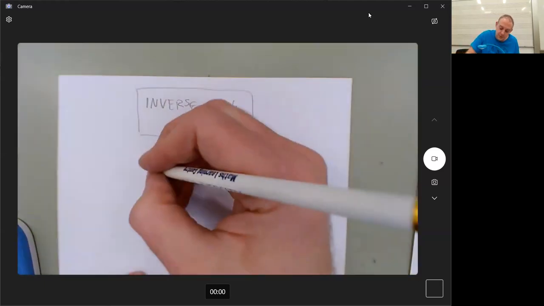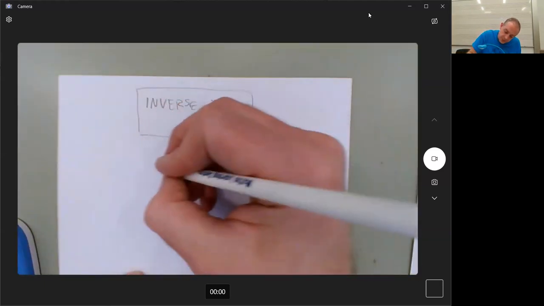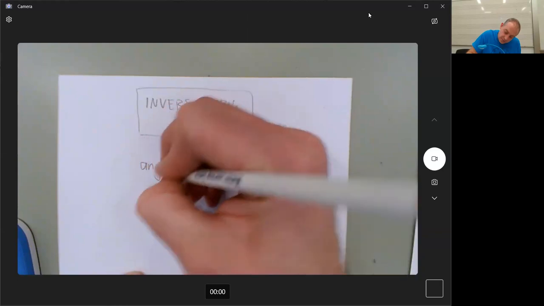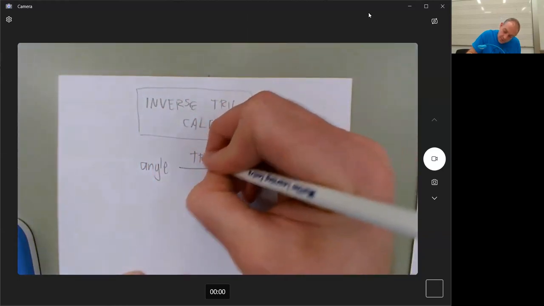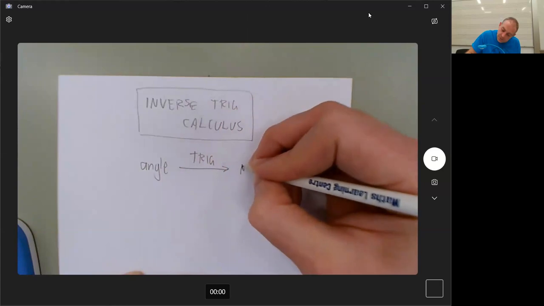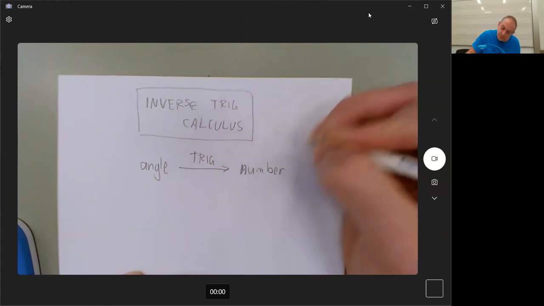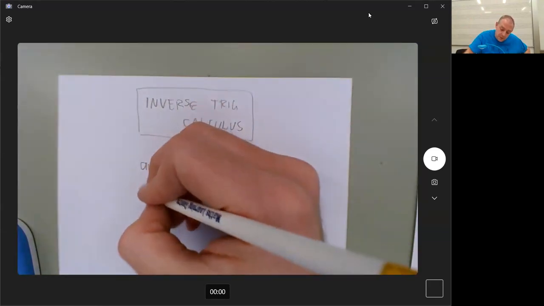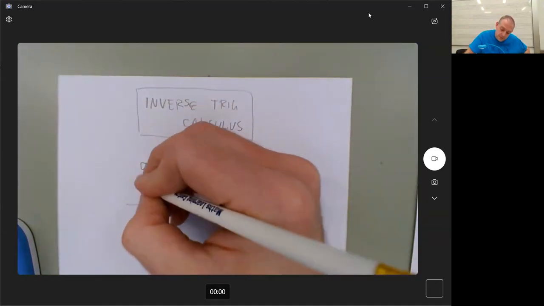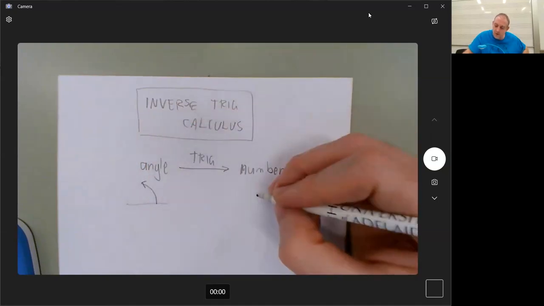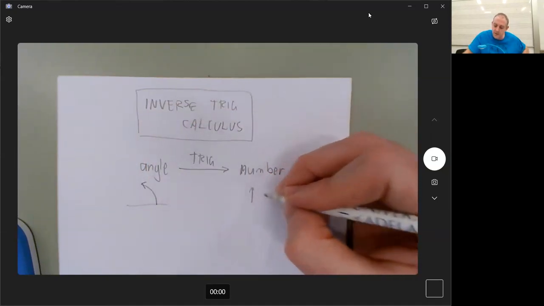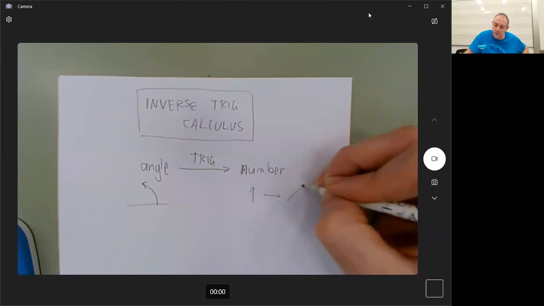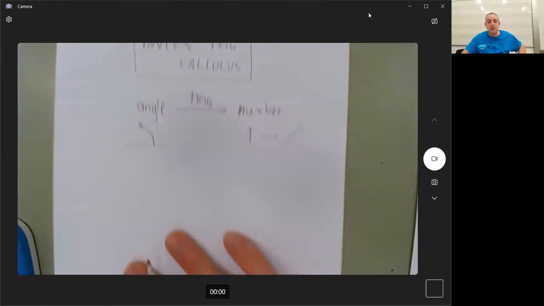So a trig function takes an angle, and then you do a trig function, and it produces a number. That isn't an angle, it's just a length, right? And technically your angle is a length as well, it's just measured around the edge of a circle. So this is an angle around the edge of a circle, and this number is like a height or a length or a slope. That's what trig functions do.